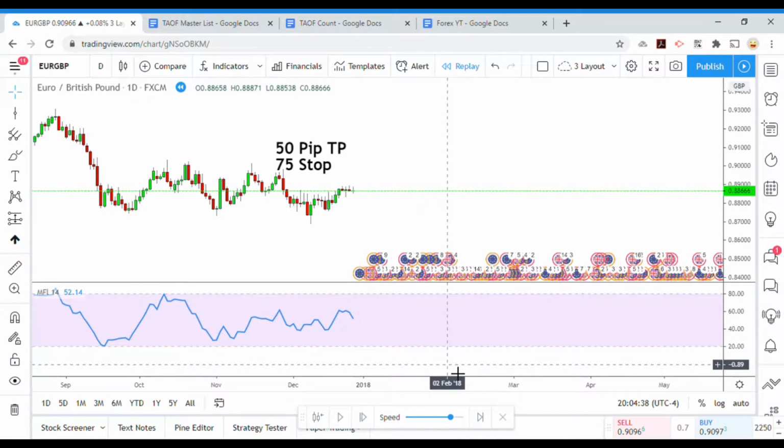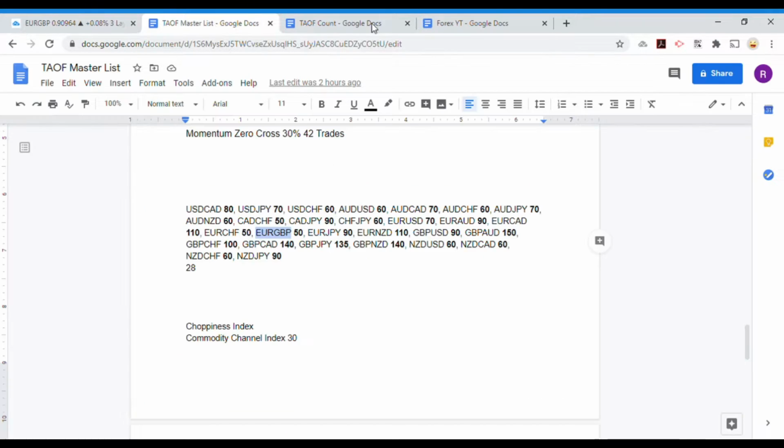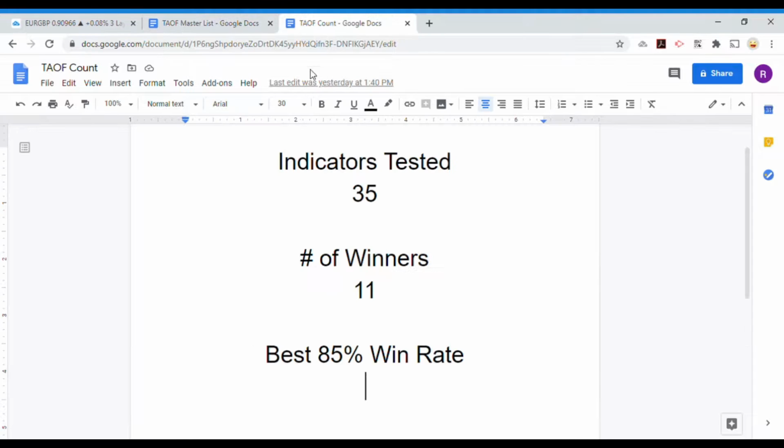Alright, so as I said, today we will be testing the money flow indicator. But before we do, I wanted to put up the indicator scoreboard for everyone to see. So to date, we have tested 35 indicators. And out of those 35 indicators, 11 of them have been winners, which means that they have met or exceeded the 60% win rate threshold that we have set. Out of those 11 winners, the best one so far has achieved an 85% win rate, which is a very respectable win rate for a single indicator to achieve.